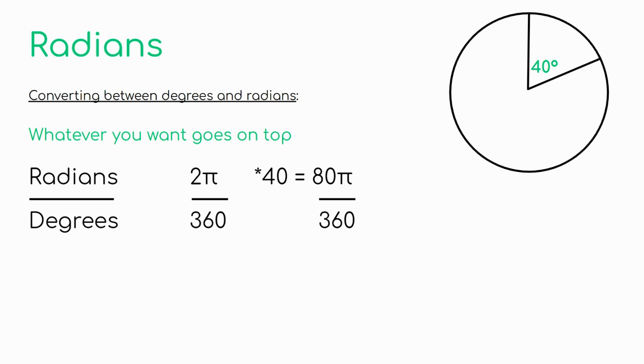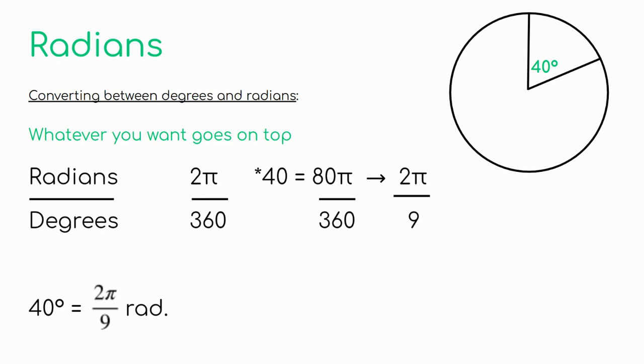So I want to find the greatest common factor between 80 and 360. The greatest common factor is going to be 40. 80 divided by 40 is 2. 360 divided by 40 is 9. So I have 2 pi over 9. This means 40 degrees equals 2 pi over 9 radians. We are always going to leave it in terms of pi. So always just leave that pi. Don't multiply it out. If I said how many radians are in 40 degrees, you would say 2 pi over 9.